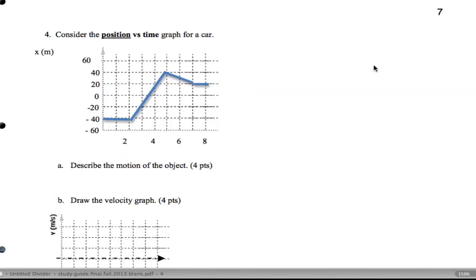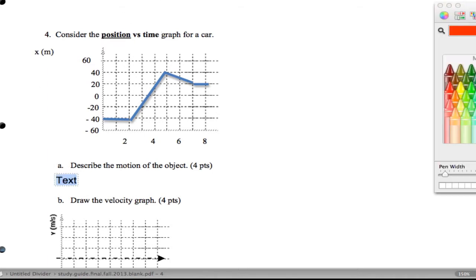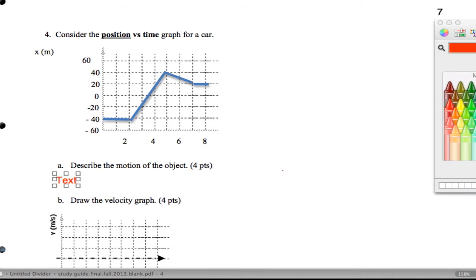Question number 4. We're going to continue. We got a position versus time graph, and we want to describe the motion of the object. So let's go ahead and do it. So what's happening with this object is that it starts, and we need to make this a little bigger.